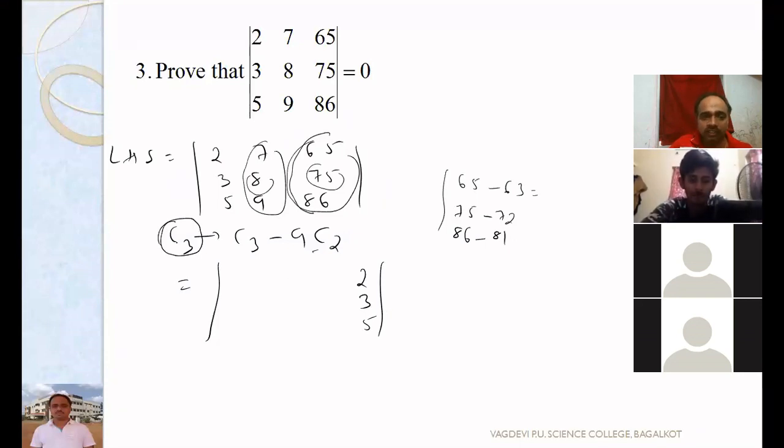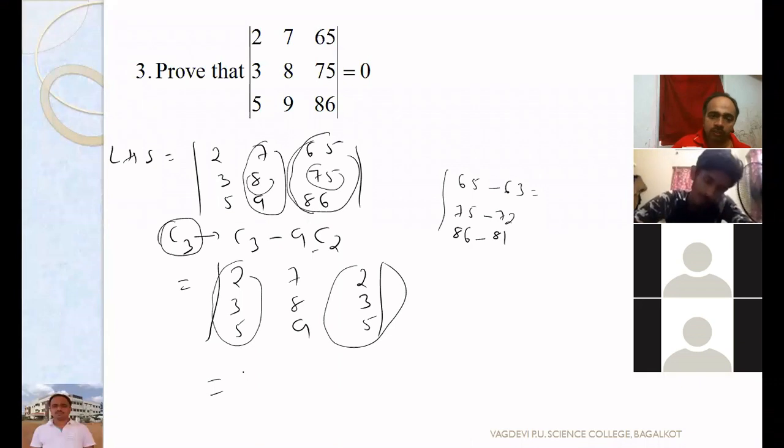So which column have I changed? Observe, only C3. Only C3 means C1 and C2 are as they are. Now is it 0? Directly I can write 0. You need not expand; the plus minus plus sign scheme is not needed. Why is it 0? Reason: which columns are identical? Yes, first column 2, 3, 5. Third column 2, 3, 5. So this is 0.